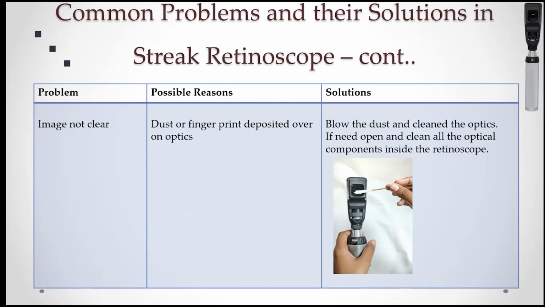So the next condition is when the reflex you see through the Streak Retinoscope is not clear. Then there may be dust or fingerprints deposited on the optics, either the front optics or the back one. So first, in this case, we need to clean the optics: blow off the dust, and clean the optics with wet cotton swabs and then clean it with dry cotton swabs.